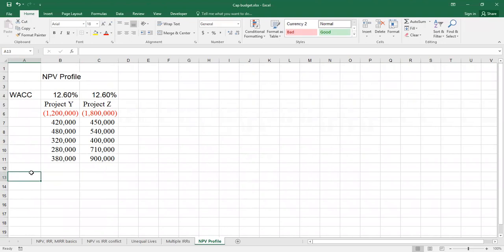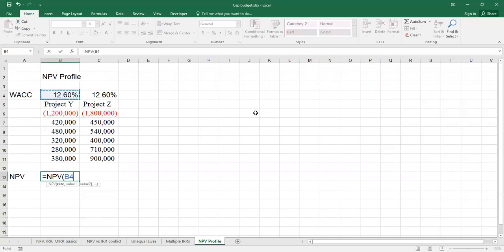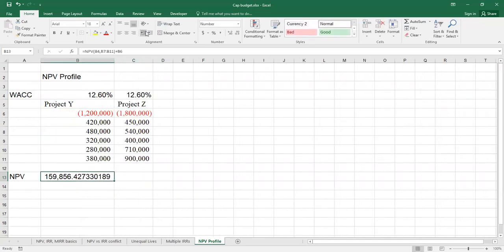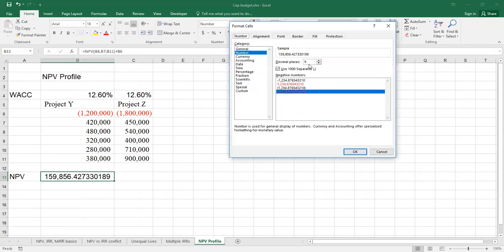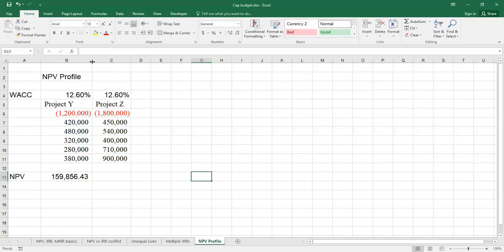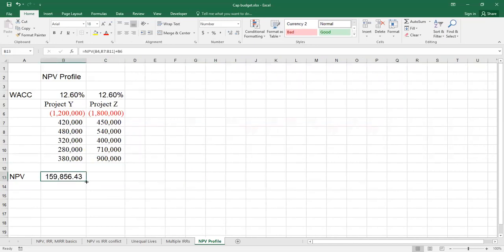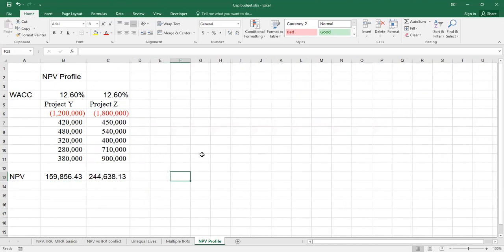Lagyan natin ang NPV dito. NPV computation. So this is equal to NPV. Tapos ang rate natin, 12.6%, value natin is this one plus this. Then we can copy this. Okay, so ito yung NPV nila, no? These are their NPVs.